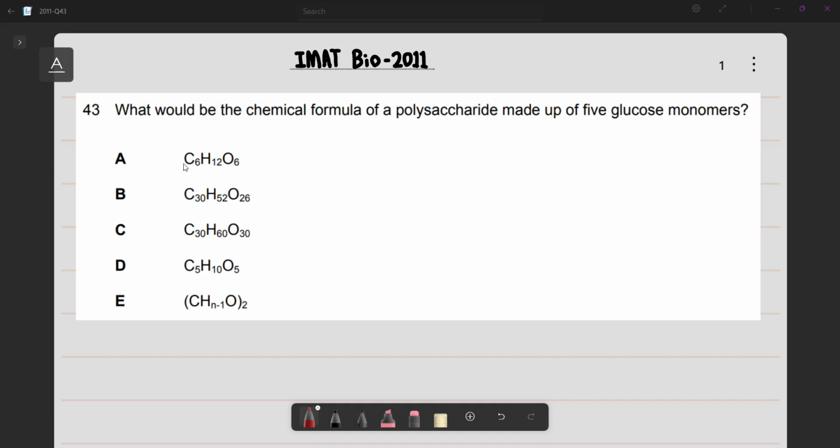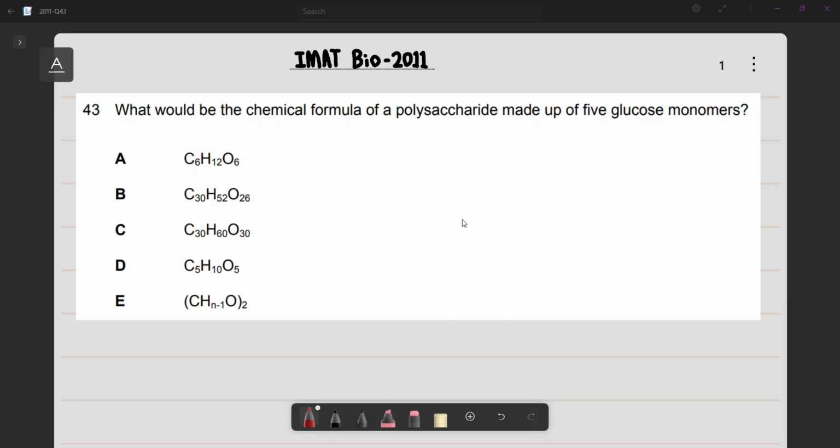Okay, so we are given a list of five options, each stating a formula. But we must know that the most important definition of a polysaccharide is that it's a polymer of glucose monomers that makes up the structure of carbohydrate. The question gives us five glucose monomers that make up this polysaccharide, and they are bonded with a structure called glycosidic bonds.